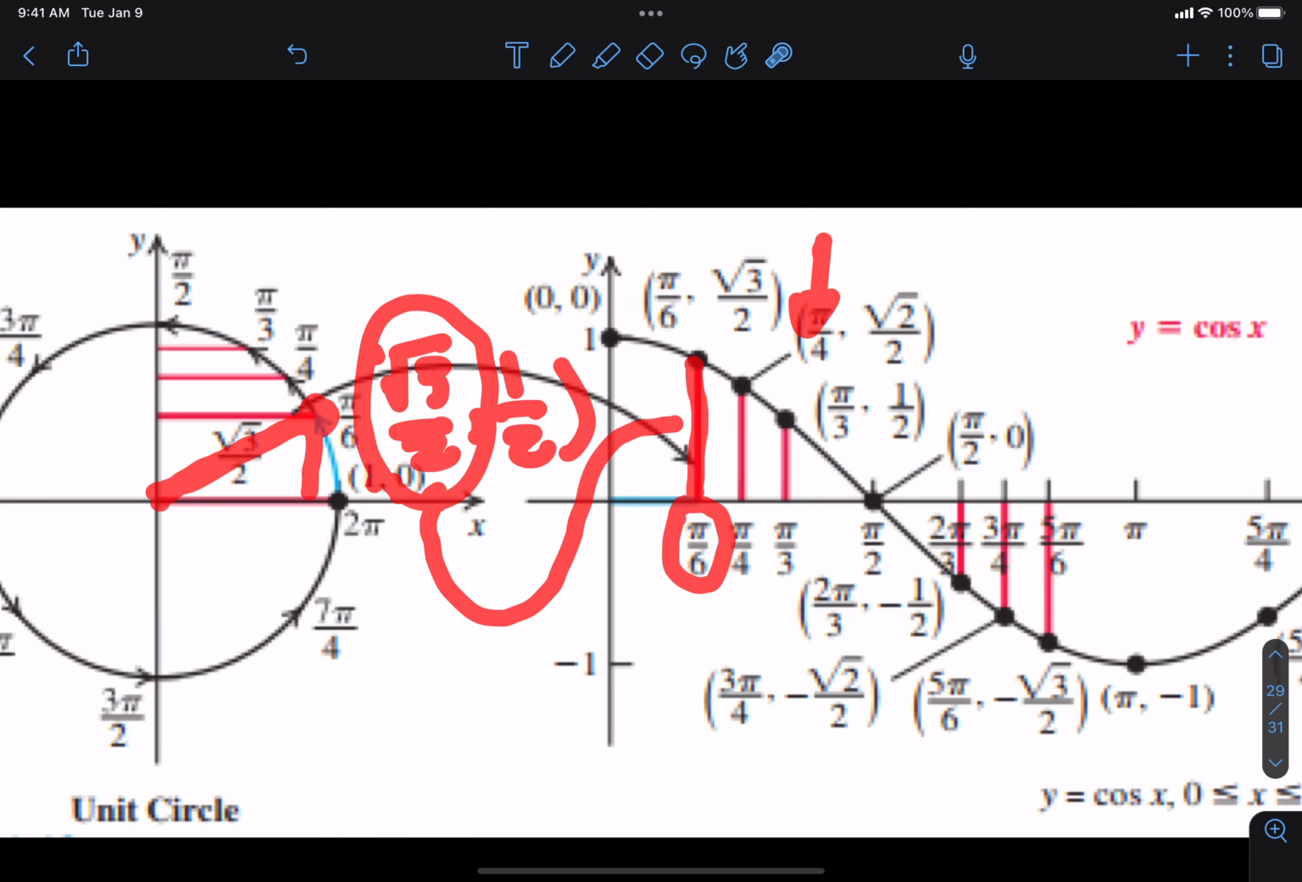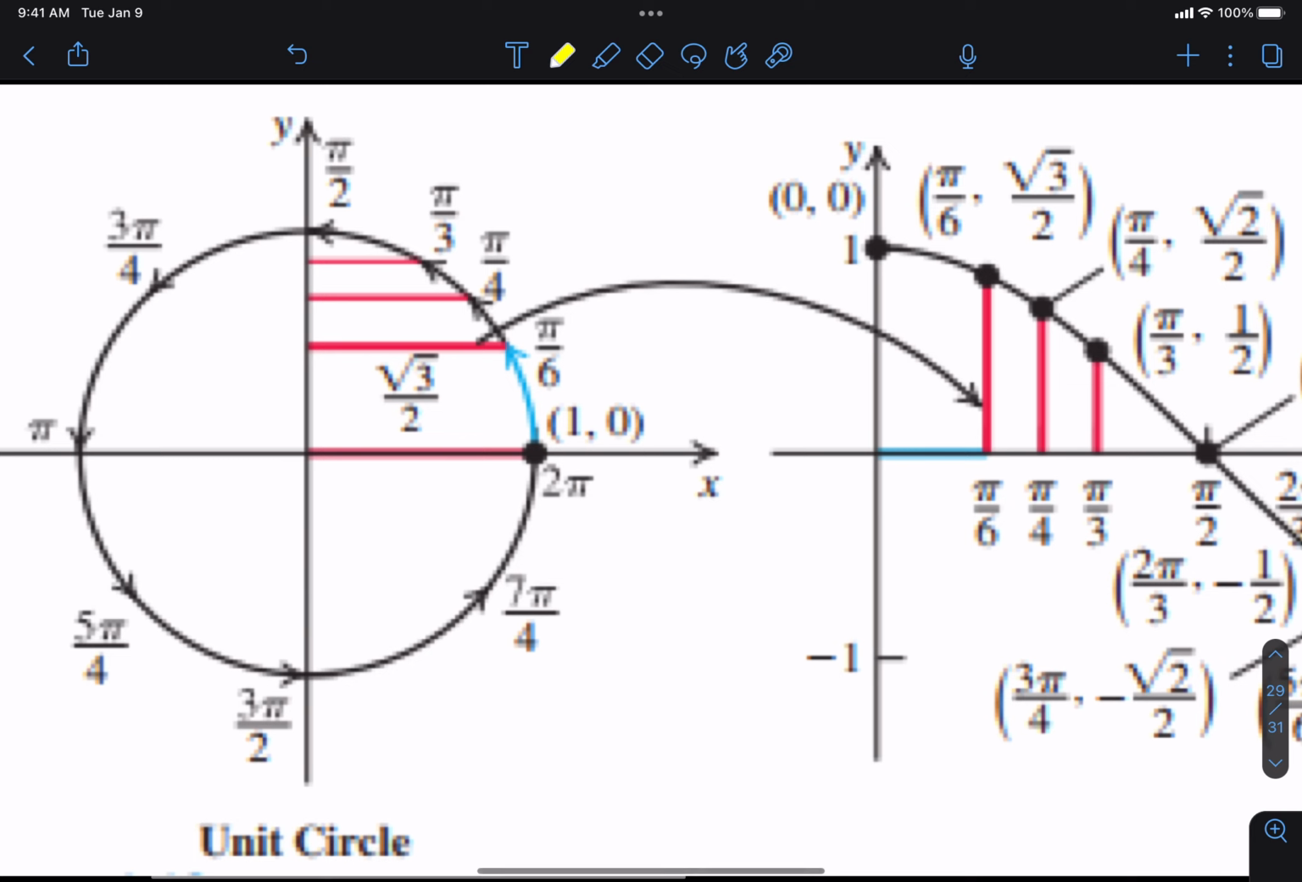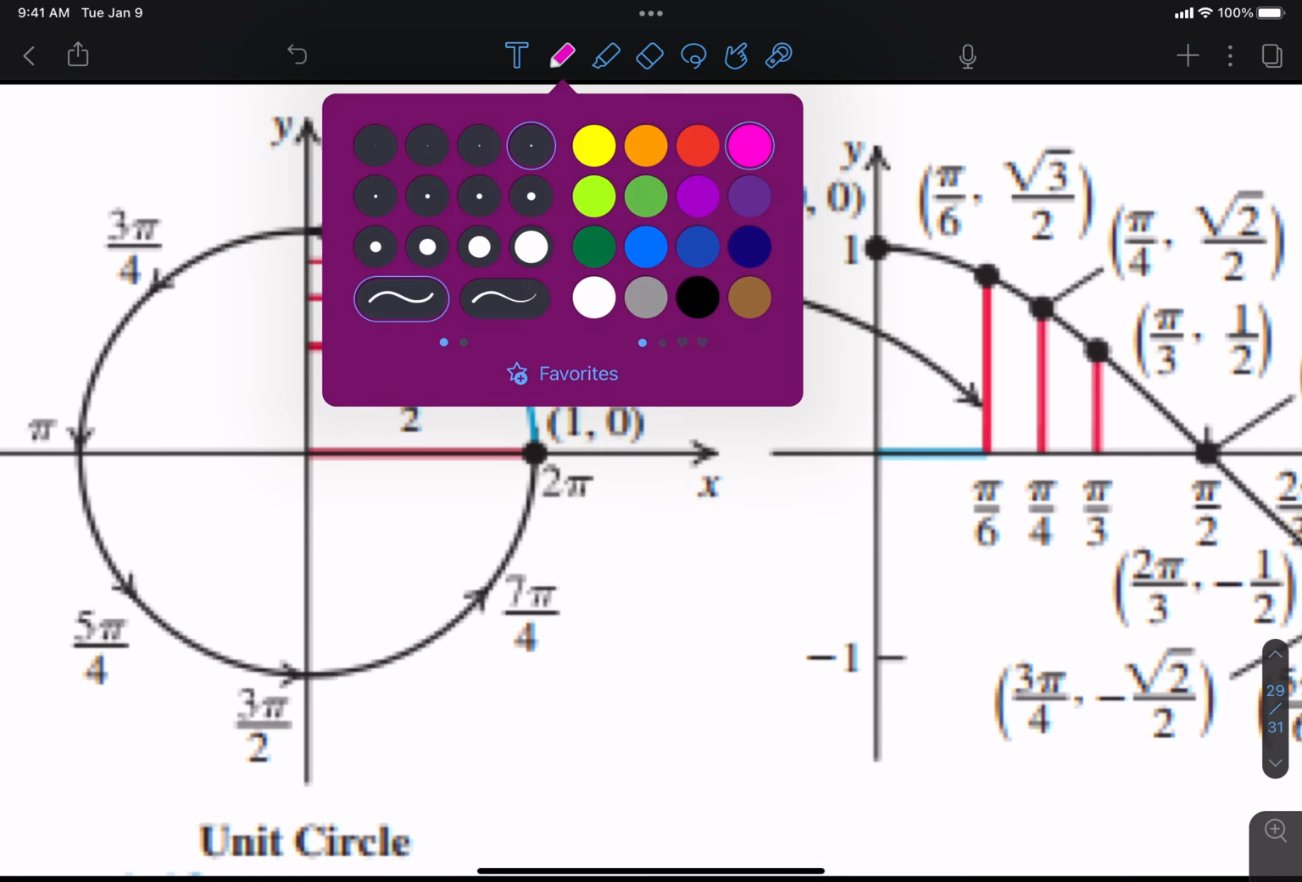Okay, so it's just a different representation. So let's do another one. Well, next up is pi over 4, right? So let's show how we would do this one if we were without the foreknowledge.